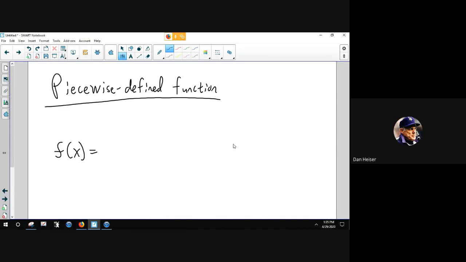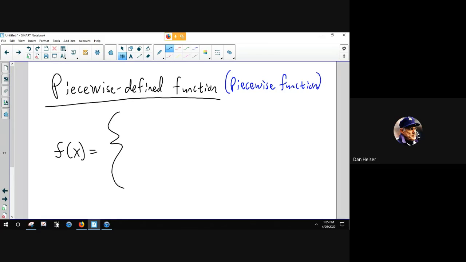Last thing for this video, and this is kind of an important topic because we're going to see a lot of these moving forward. It's called a piecewise defined function, or sometimes just called a piecewise function. And it means exactly what it says. It's a function. Well, I haven't lost my ability to write badly on a board. It's a function that is defined in pieces.